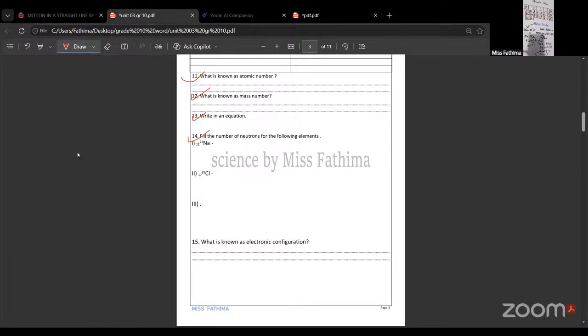In Roman number 3, a question is not mentioned. Include the question. I'll give you the question as phosphorus. Write down this question that should be added in the 14th question, Roman number 3, which is phosphorus. So the atomic number of phosphorus is 15 and the mass number is 30. You're not supposed to memorize the mass number, they will be giving you.